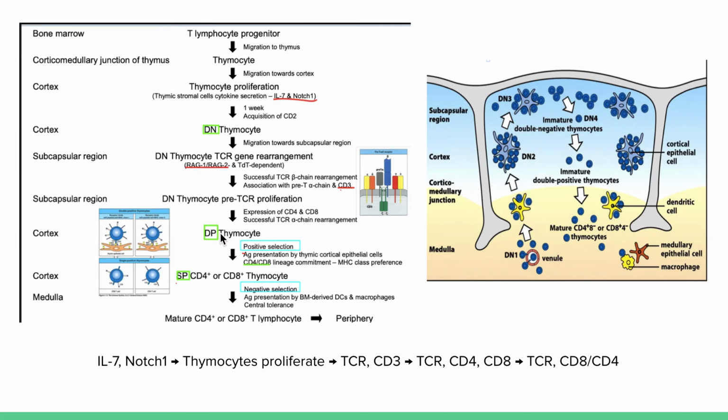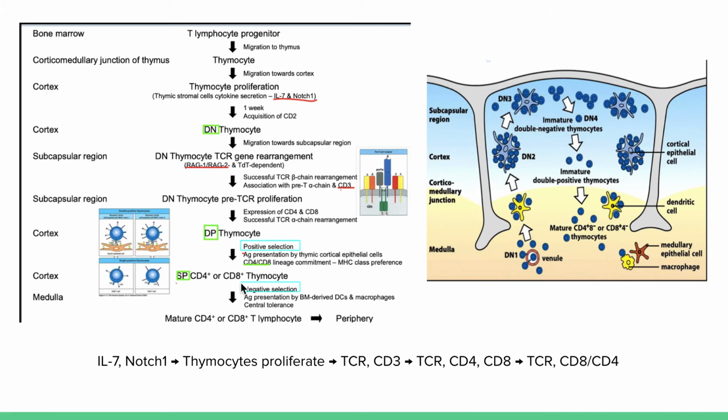Once you're here, you do a positive selection, and positive selection is one of the most important steps, I would say. When you have a positive selection, you select for either the CD4 or the CD8. So you go from being double positive to being a single positive, where you select for either CD4 positive or CD8 positive. The T cell selects what type of T cell it wants to be.